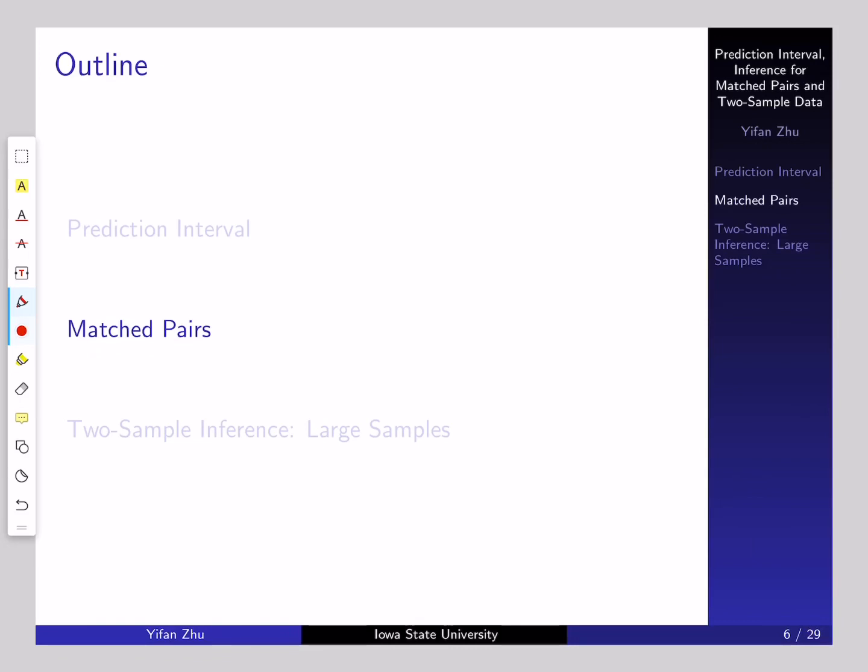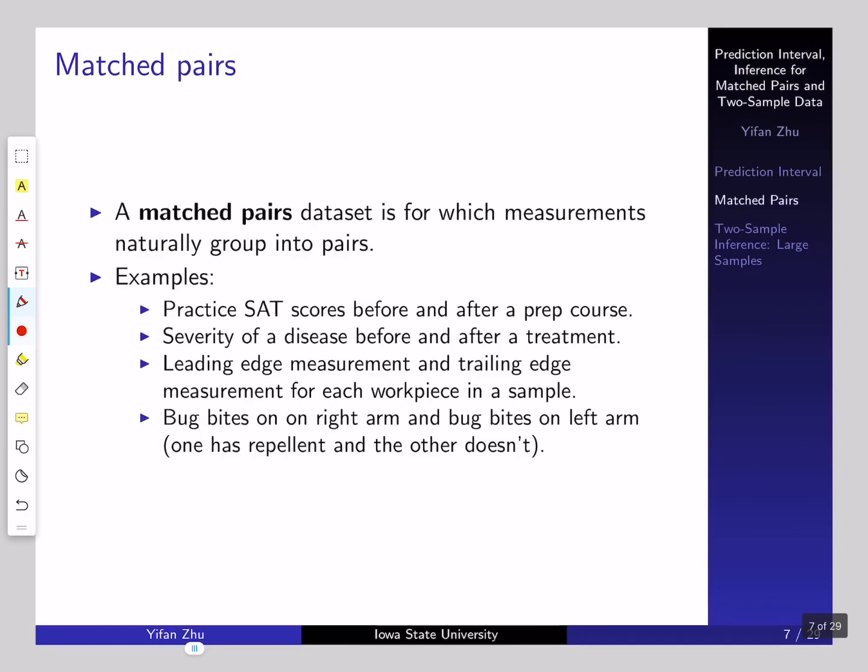And then let's see the matched pairs dataset. The matched pairs dataset is a special kind of dataset where the measurements can be grouped into pairs. In other words, the observations come in pairs. This is what matched pairs datasets typically look like.